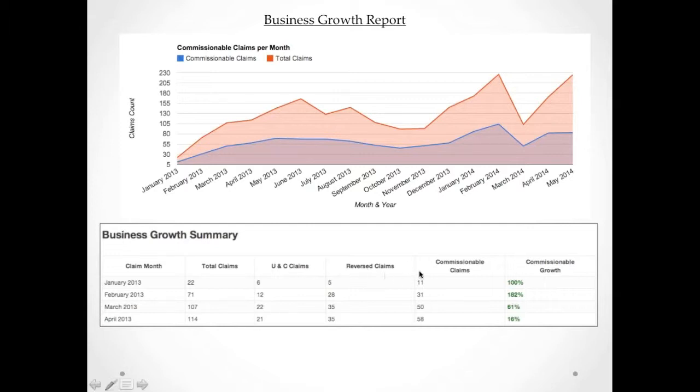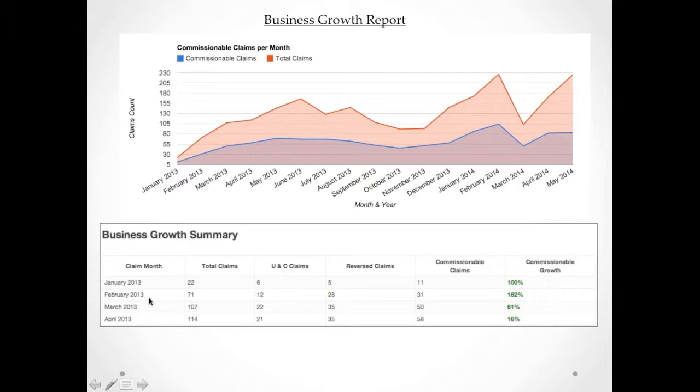You'll see reversed claims, and this could be due to price checks or possibly a cardholder filled their prescription but never picked it up. So reversed claims are not commissionable. And then you'll see your commissionable claims and your commissionable growth.